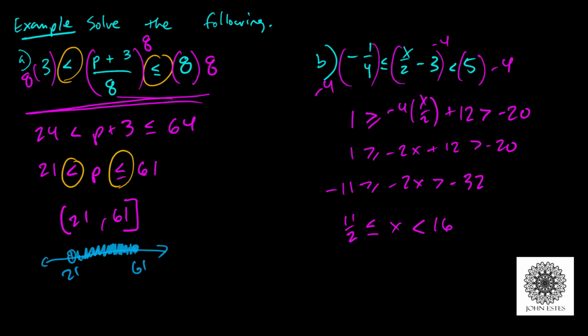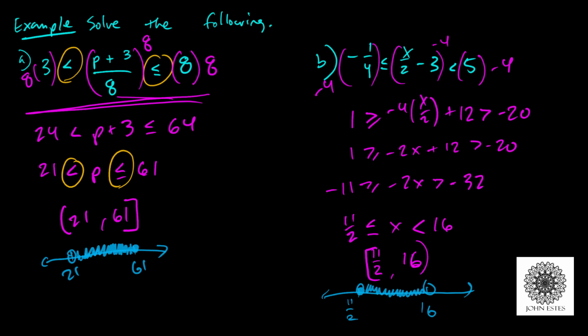On the number line, you think here's 11 halves, here's 16. 16 is not included, but 11 halves is. I'm greater than or equal to 11 halves, but at the same time less than 16. I'm in between there and there. So as a solution in interval notation, I have 11 halves with a hard bracket, because 11 halves is included, up to 16, and 16 is not included.